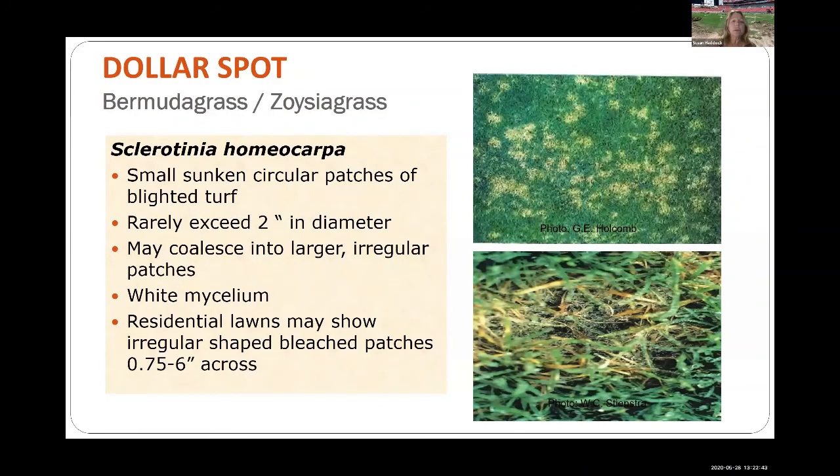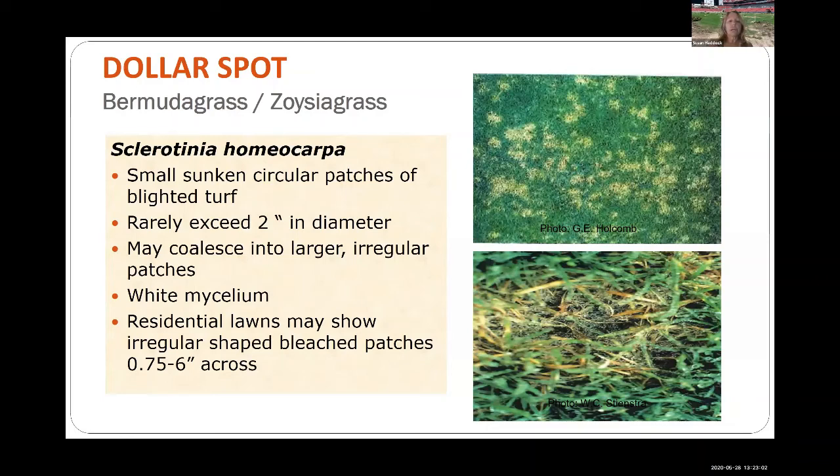I think this might be our last one, so dollar spot. So sunken little patches, I mentioned this earlier, about the size of a little silver dollar. They rarely exceed 2 inches in diameter, but you can get so many of them that they grow together and it looks like one big disease process.